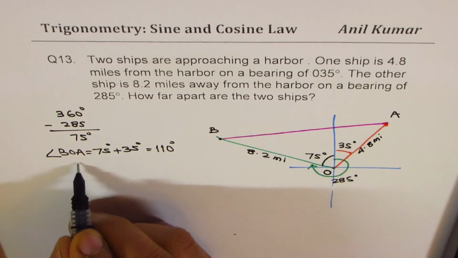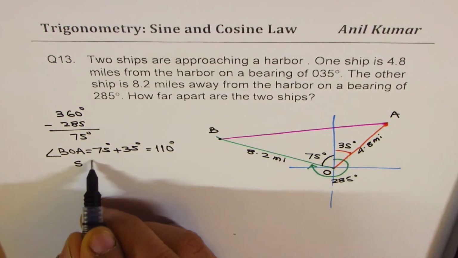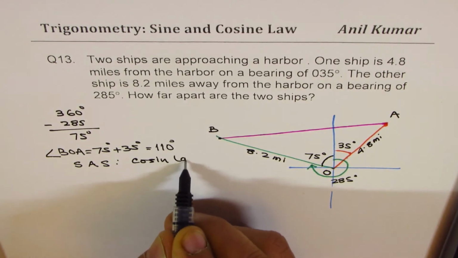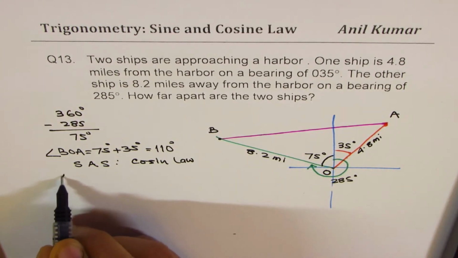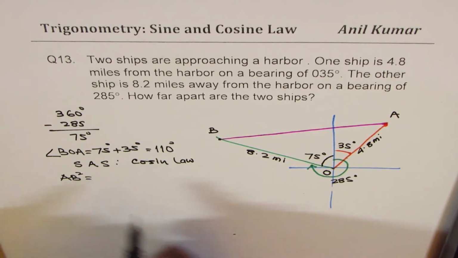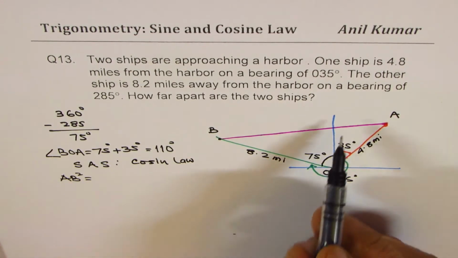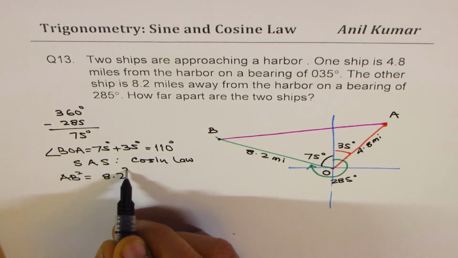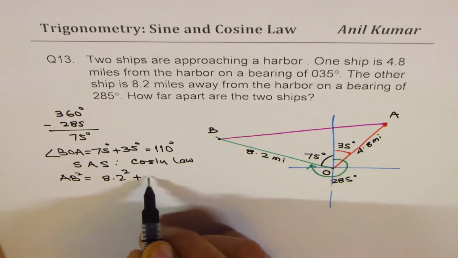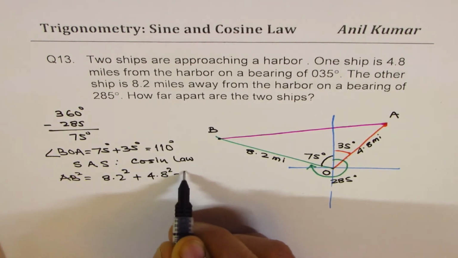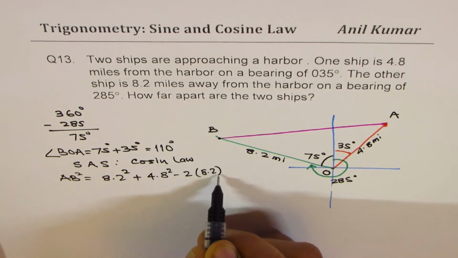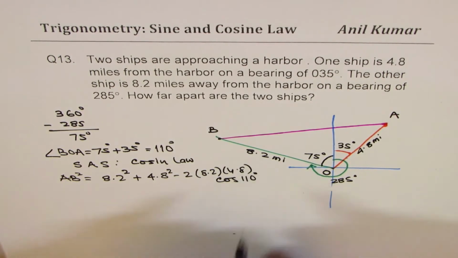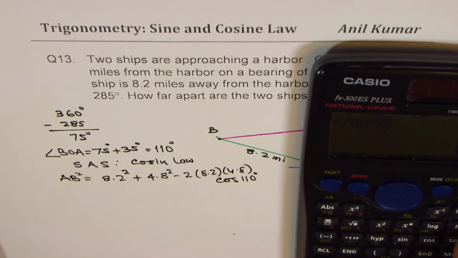Now we know two sides with the included angle, so we apply the cosine law. AB squared, the distance between the two ships, is 8.2 squared plus 4.8 squared minus 2 times 8.2 times 4.8 times cos of 110 degrees. So let's calculate this.